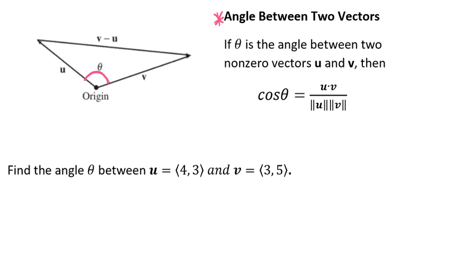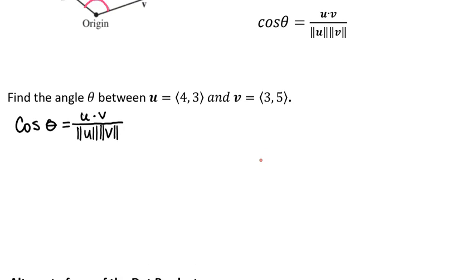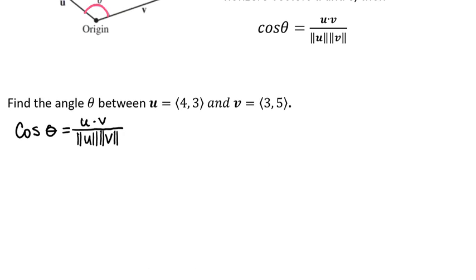So in this example, we're going to find the angle theta between u with components 4 and 3, and vector v with components 3 and 5. All right, and so to start this, we want to find the dot product of u and v. So let's go ahead and take vector u times vector v and get an answer. So we should have 4 times 3 plus 3 times 5, which is going to give us a value of 27.